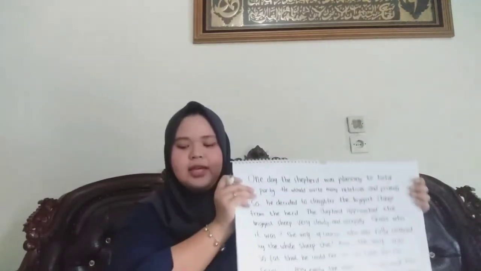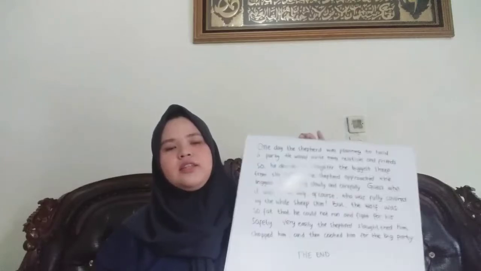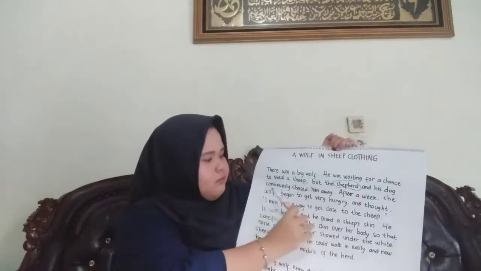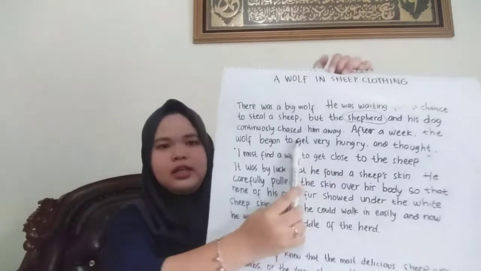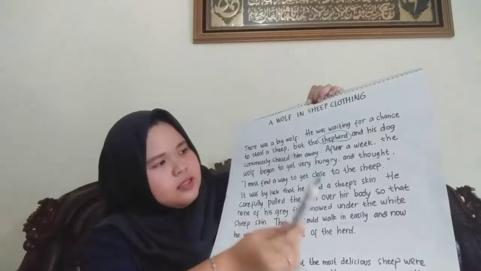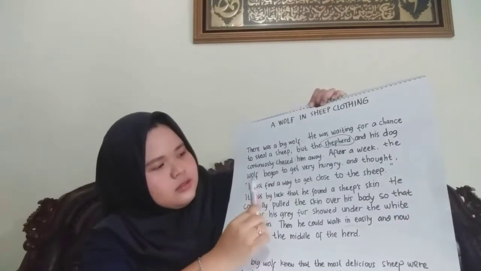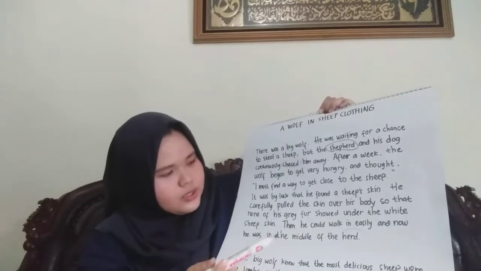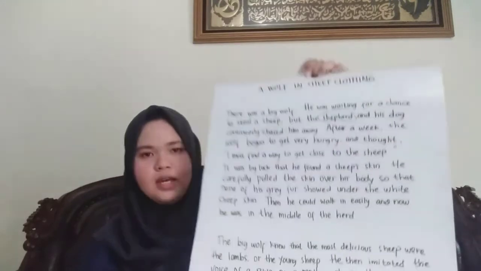So I will explain to you the characteristics of narrative text. Usually they use past tense, for example like this. Text is past tense, and then began, found, showed, could, and others.